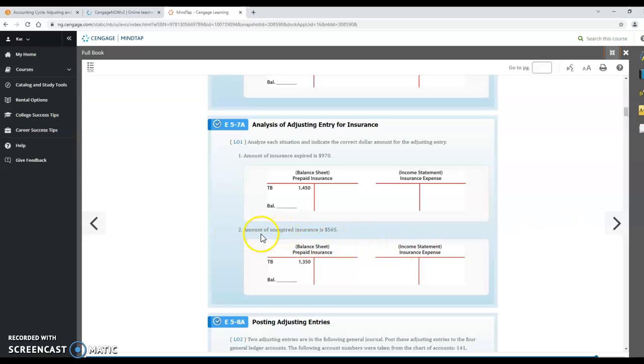In the second part of this, the amount of the unexpired, the unused insurance is 565. So that means we want the balance to be 565 of the asset because that's the unused part. So we take the 1350 minus the 565, so that would be 785. No, I'm sorry, the part that we used is the 785. The balance is the part that's unused, which is 565. So the 785 is what comes out of prepaid insurance and goes into insurance expense, the part that we used.